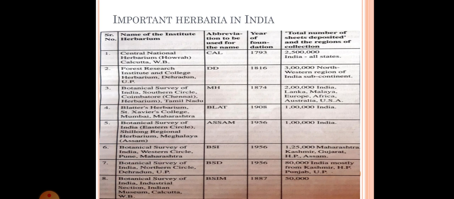Then the last one is Botanical Survey of India, Industrial Section, Indian Museum, Calcutta, West Bengal. The abbreviation is BSIM. Year of foundation 1887, and total number of sheets deposited, 50,000. So these are the important herbaria in India.